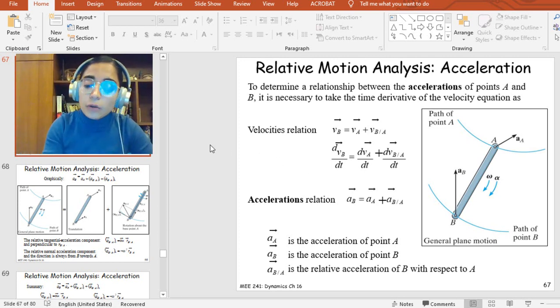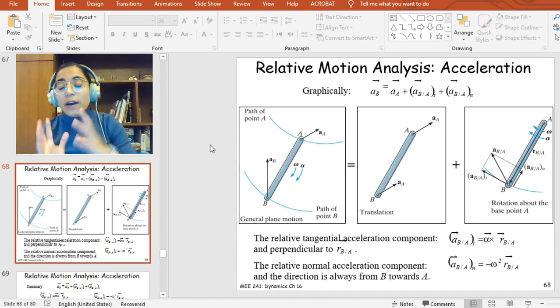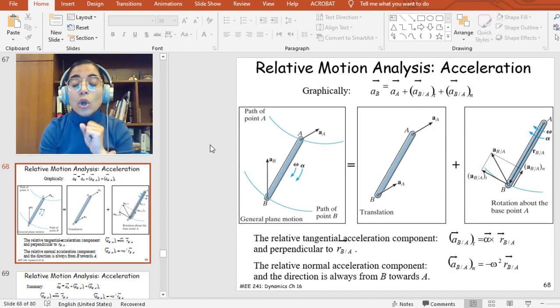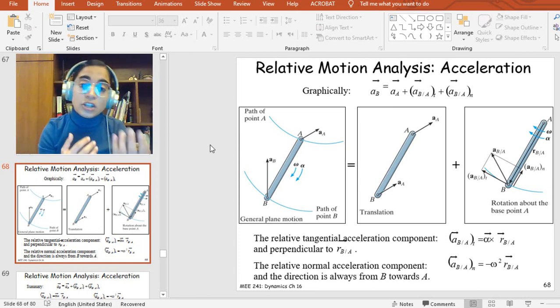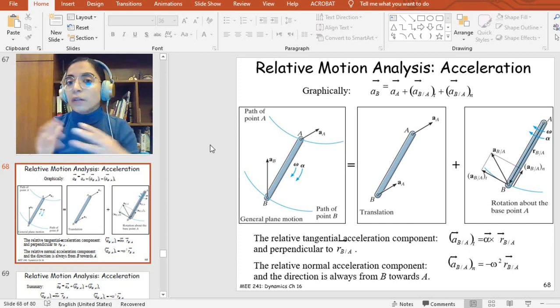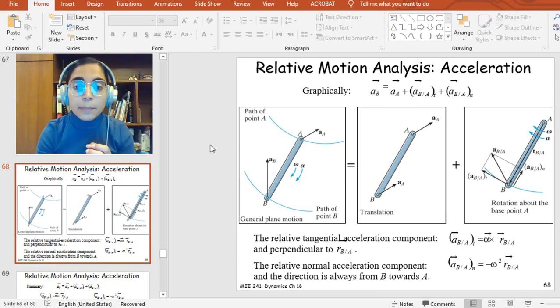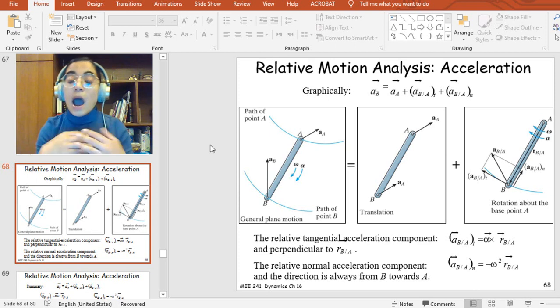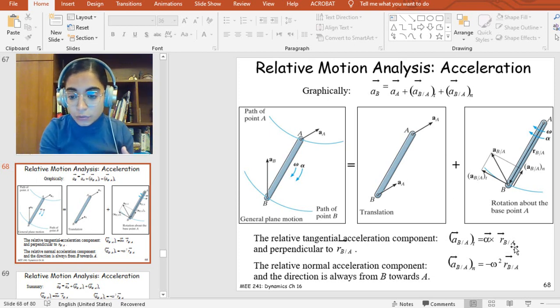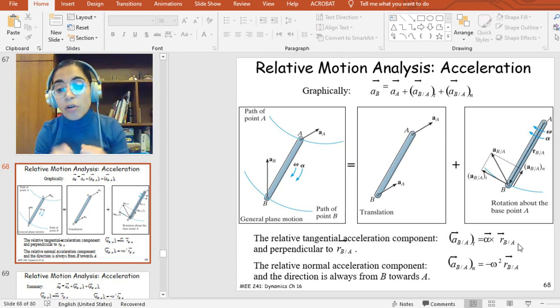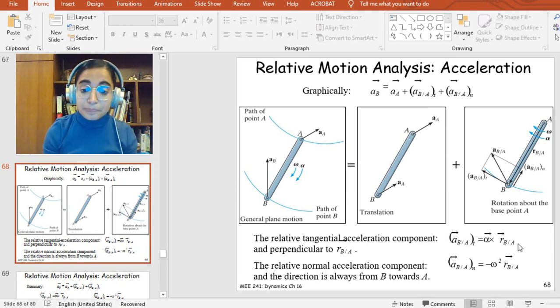Now, I know that if I have a general plane motion, then the acceleration will be divided into two components, one tangential and one normal. The tangential acceleration stands for the change of velocity, while the normal acceleration stands for the change of direction. And this means, guys, if you remember, we did the derivation, and AB with respect to A in the tangential direction would be alpha cross RB with respect to A, as shown here, while AB with respect to A in the normal direction would be minus omega squared times RB with respect to A.